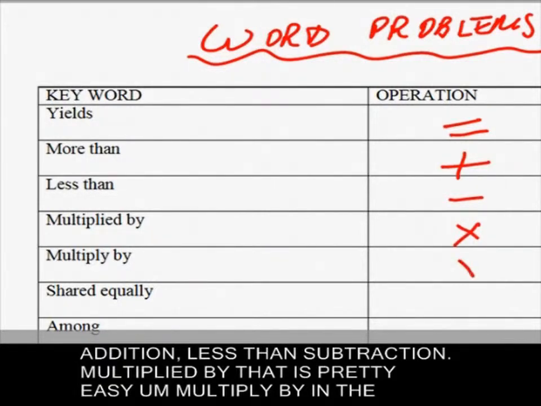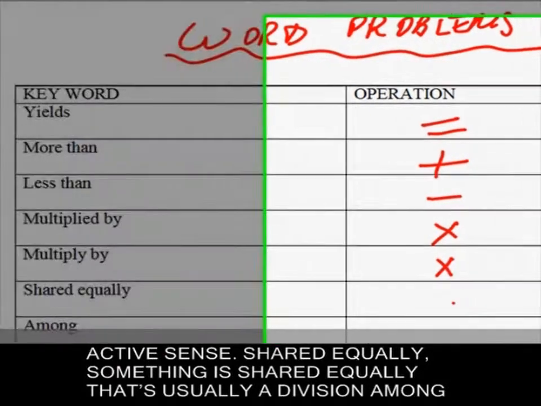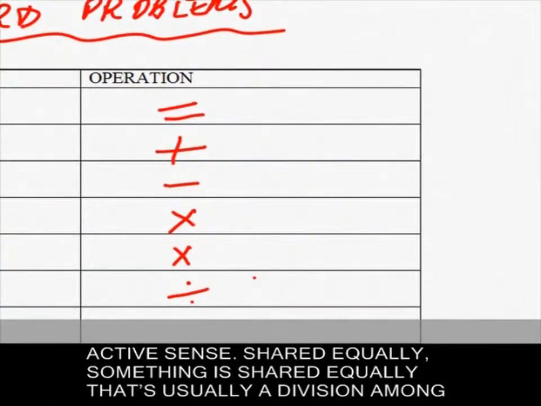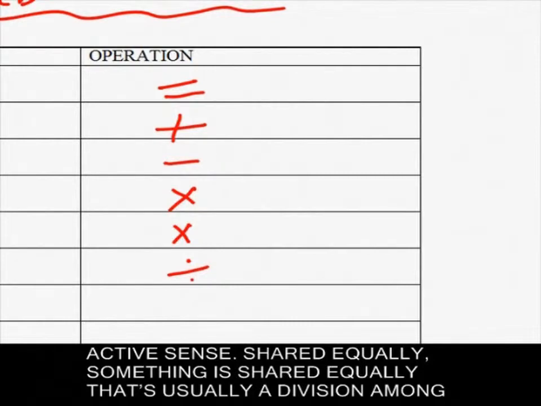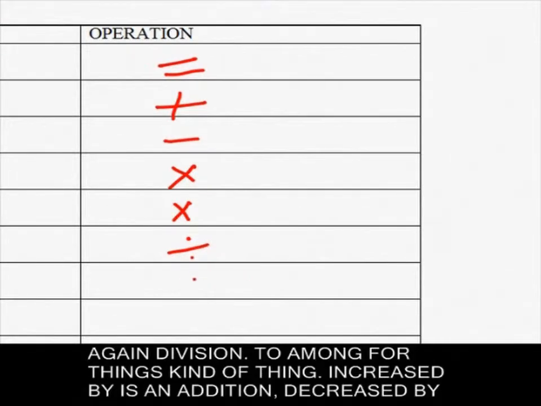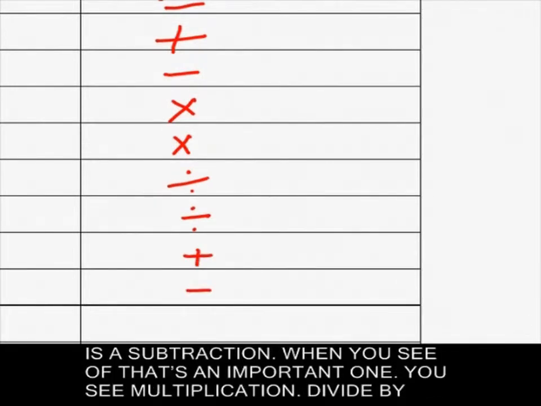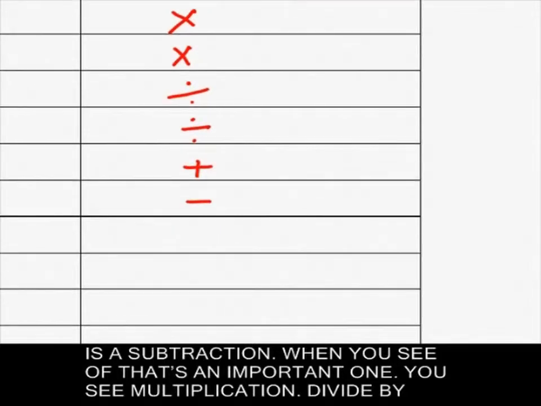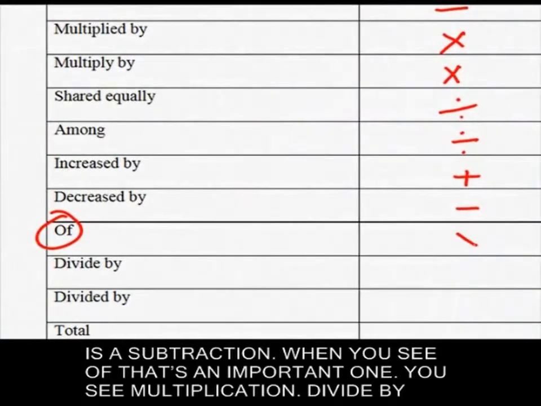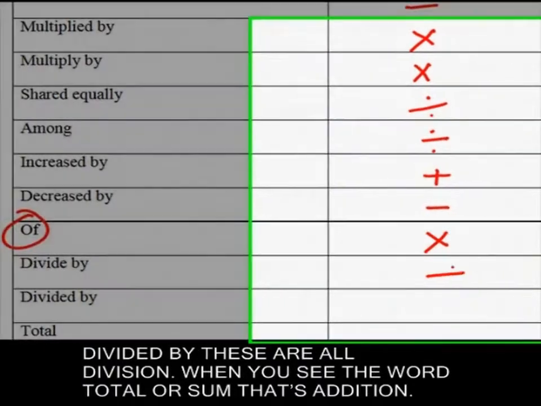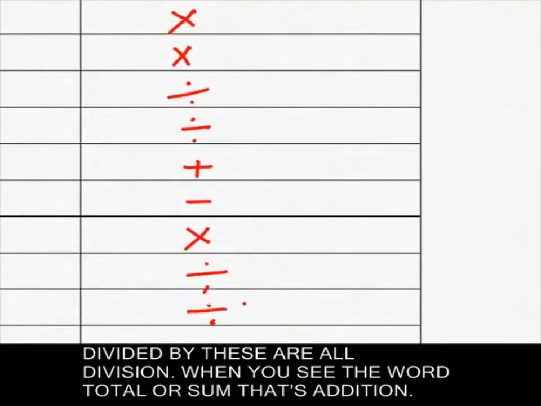Multiply by, in the active sense. Shared equally. Something is shared equally, that's usually a division. Among, again, a division, like among four things. Increase by is an addition, decrease by is a subtraction. When you see of, that's an important one. You see multiplication. Divide by, divided by, these are all division.